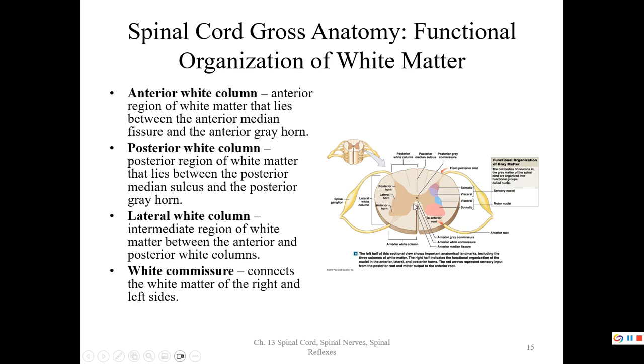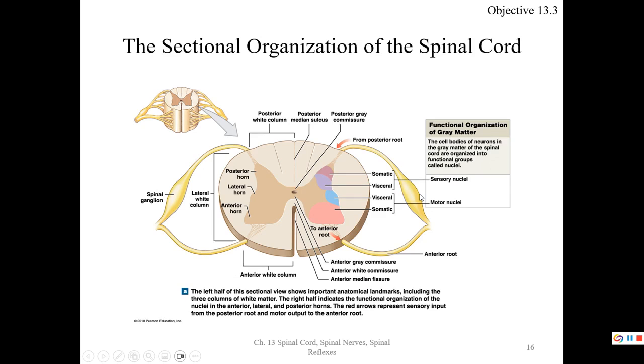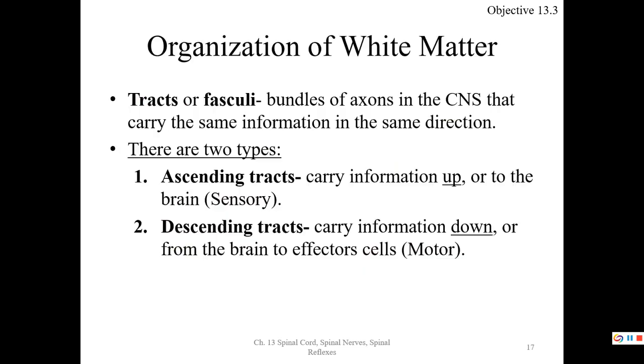White commissure here. Those will be white commissures. All right. Here's a good picture of all the spinal cord stuff so you guys can see it.